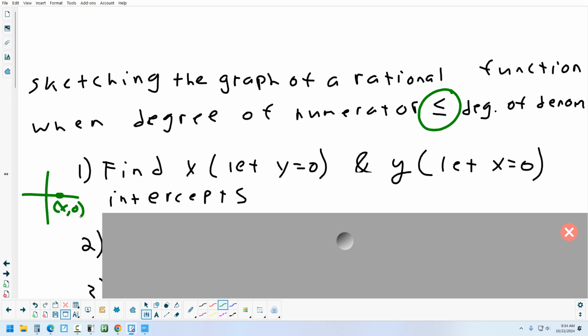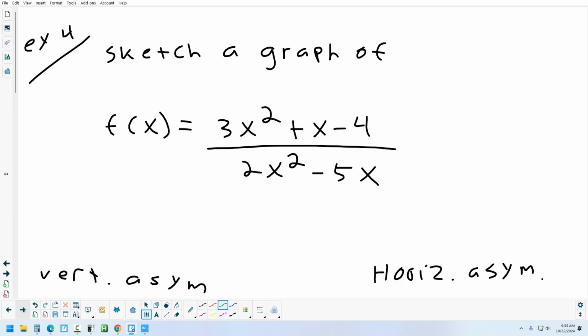To find the y-intercept, that would be like up here. When you're on the y-axis, how far left and right have you gone? 0. You don't go left and right at all. So to find the y-intercept, you plug in 0 for the x. X-intercept, plug in 0 for the y. And you'll have a formula you can plug that into. Like that one right there.